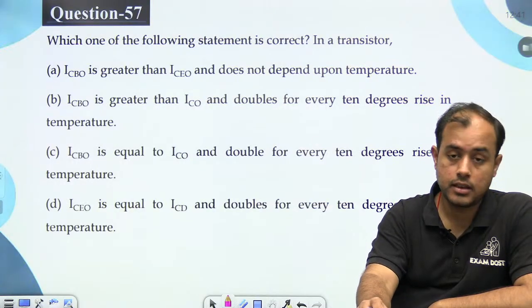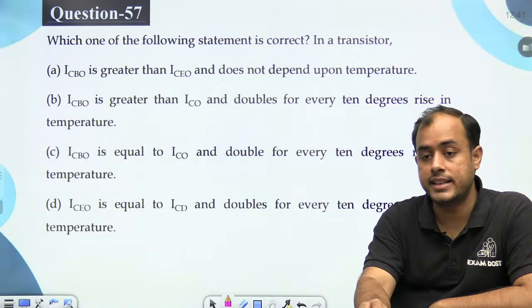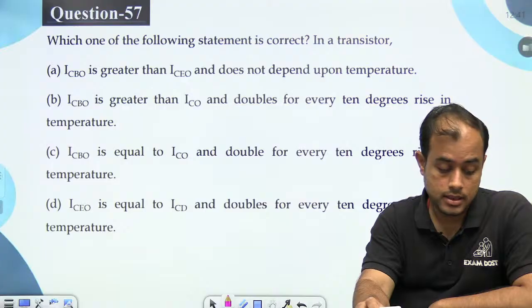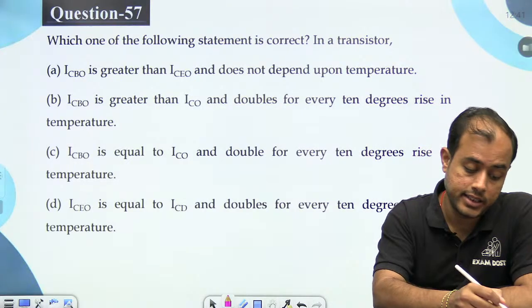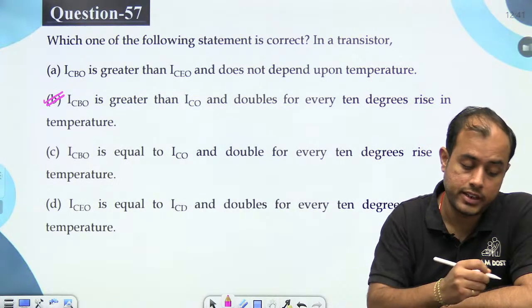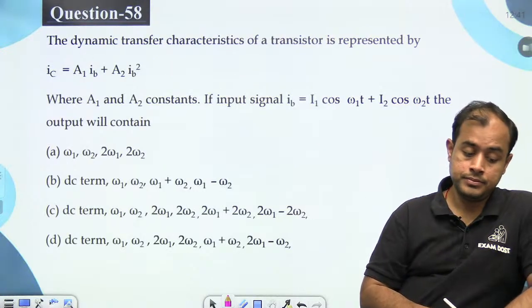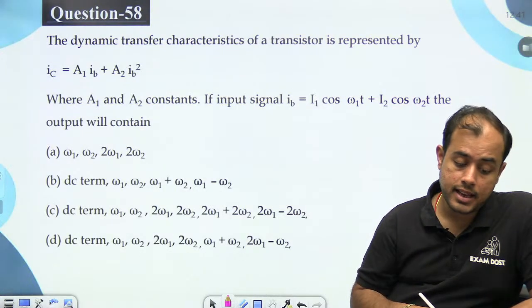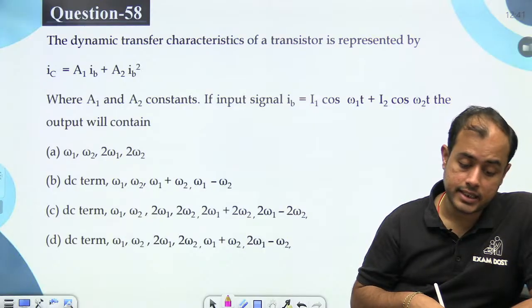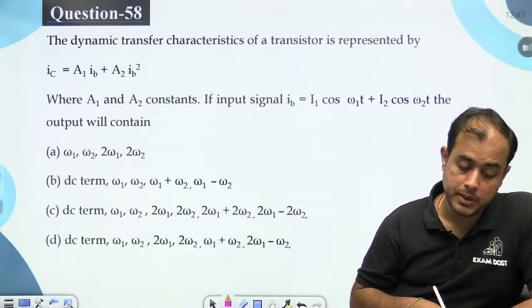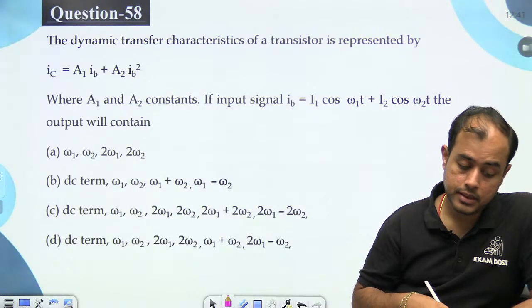ICO. This is the relation between ICBO, ICO. ICBO is greater than ICO and it doubles for every 10 degrees centigrade rise in temperature. Dynamic characteristic of a transistor are represented by A1 IB plus A2 IB square.